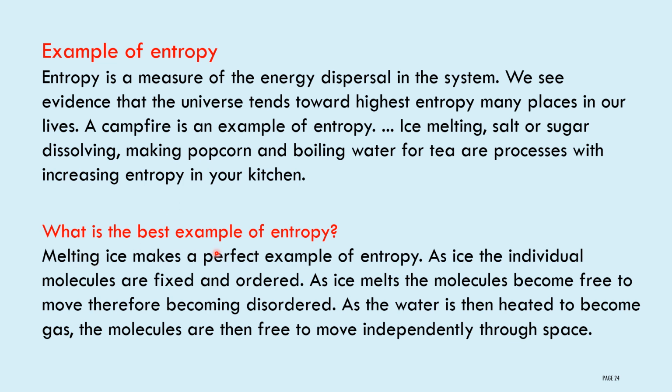Next one, a very important example. What is the best example of entropy? Melting ice makes a perfect example of entropy. In ice, the individual molecules are fixed and ordered. You know, an ice cube is nothing but a solid. In a solid, all the particles are fixed and orderly arranged. As ice melts, the molecules become free to move, therefore becoming disordered.